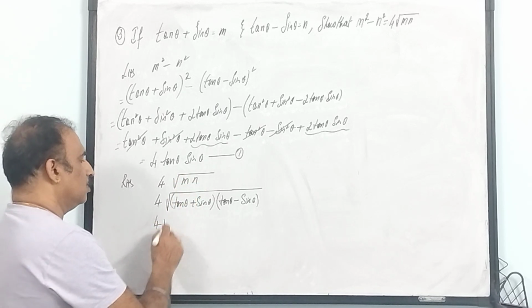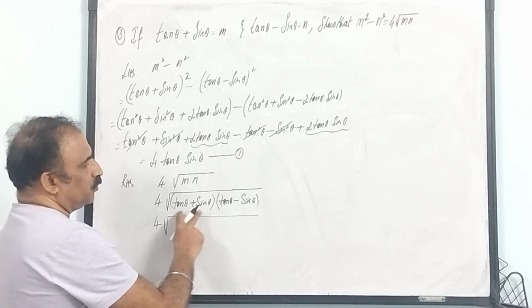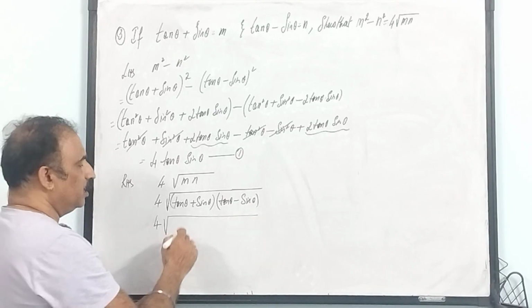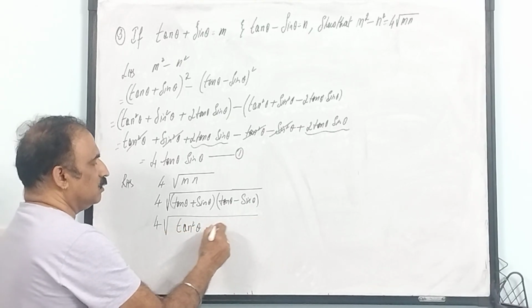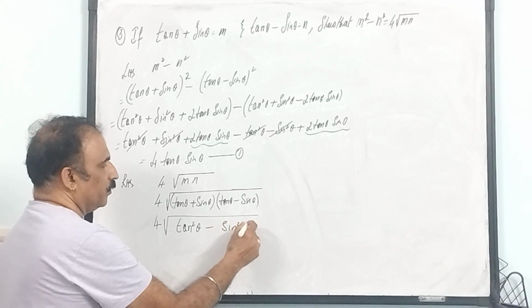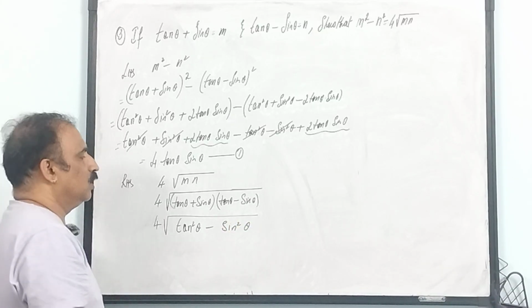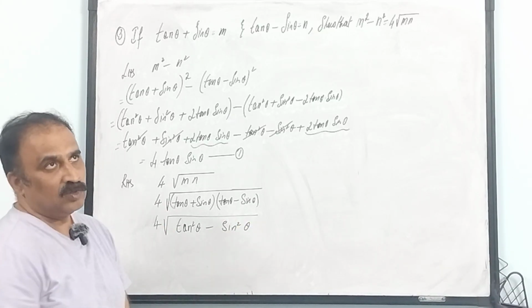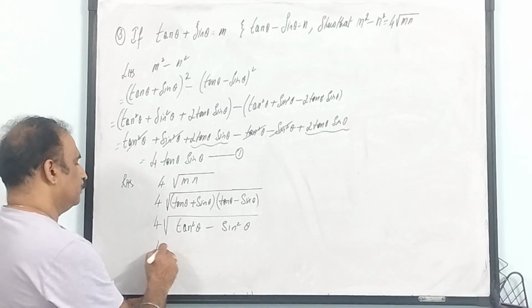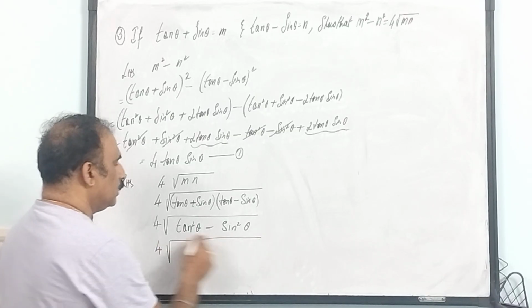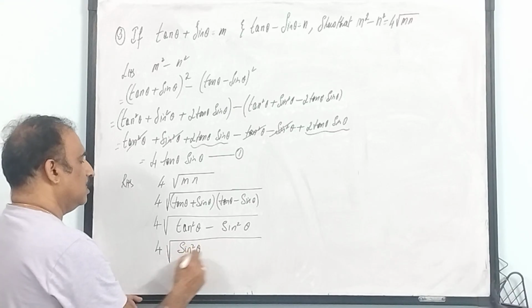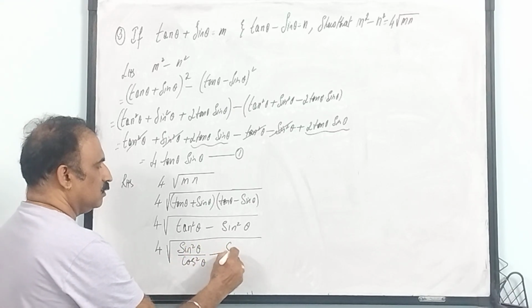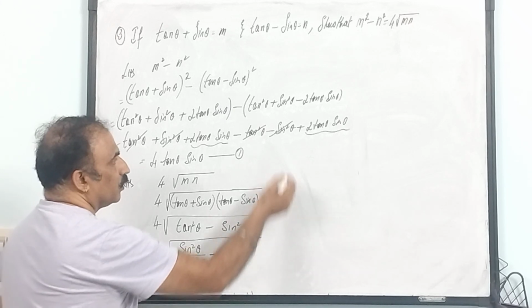So 4 root of (a plus b) into (a minus b). (a plus b) into (a minus b) is going to be a square minus b square. Now to get out of the root, you have to get a whole square there. So what I do further is, I convert this tan square theta, writing it as sine square theta divided by cos square theta, minus sine square theta.